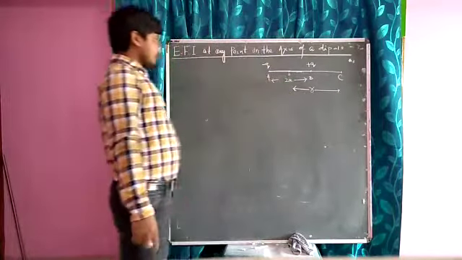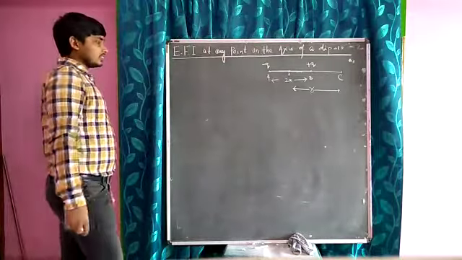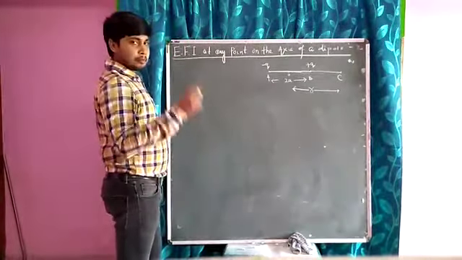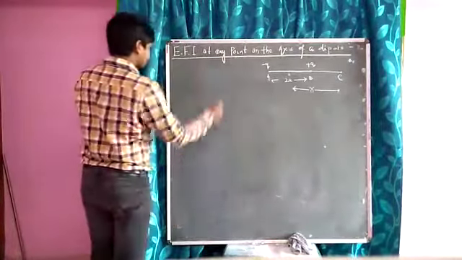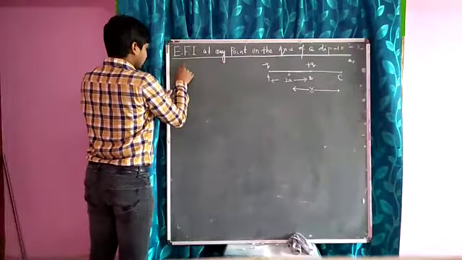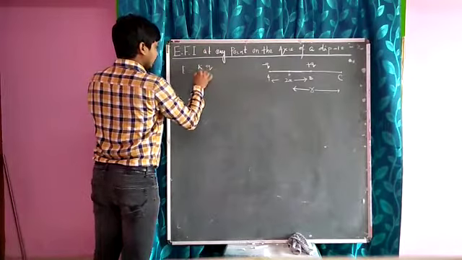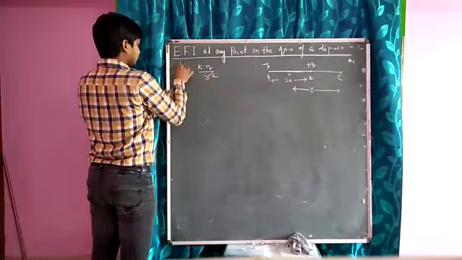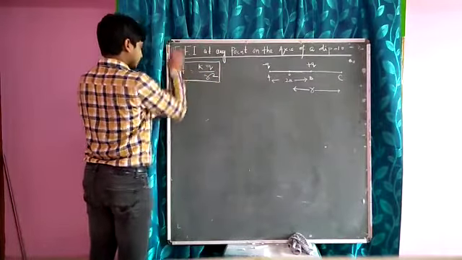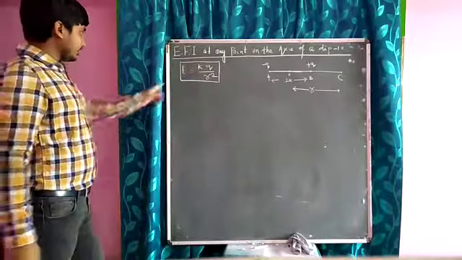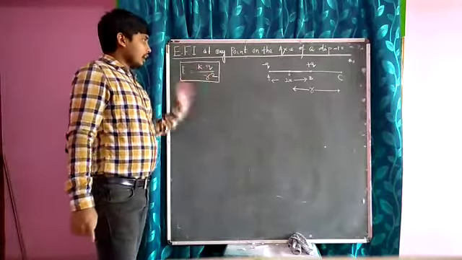And we know that the expression for the electric field intensity due to a point charge, due to a single charge, is E equal to kq by r square. This formula you have to remember. E equal to kq by r square.